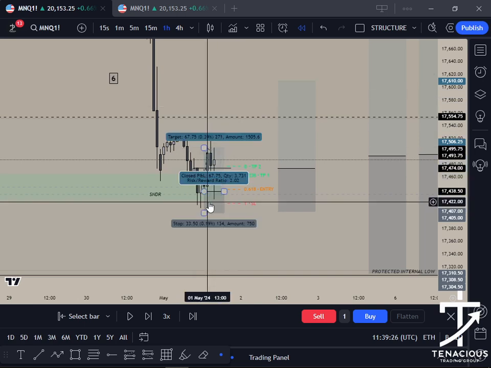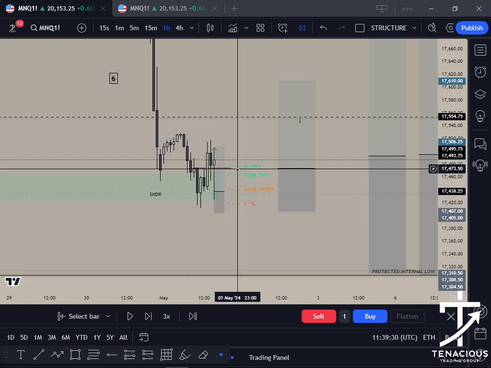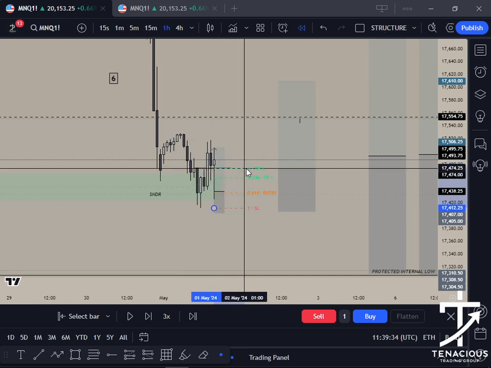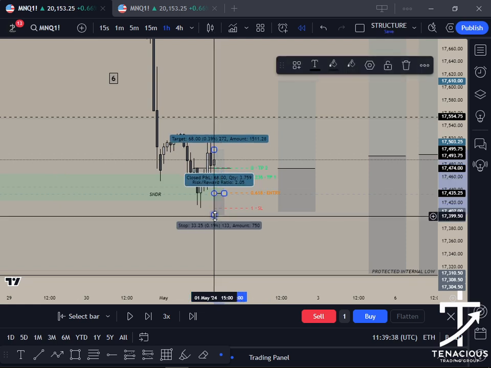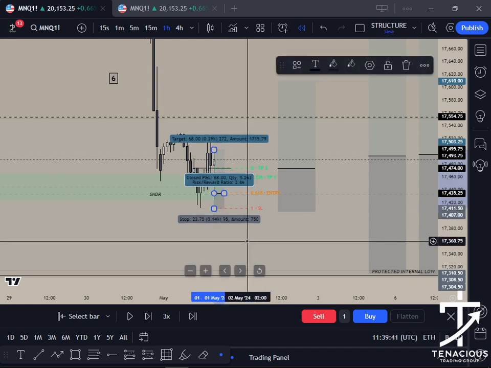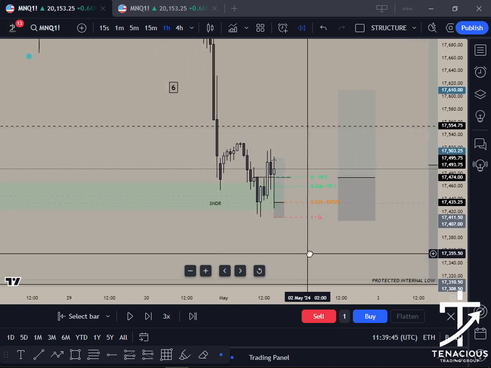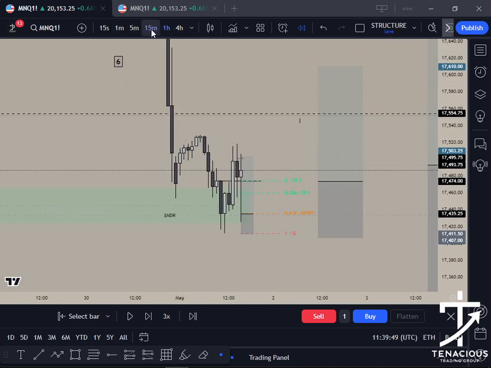So I would have entered once we tapped, and then aim for 2 to 1, which basically brings up. So this trade already won. Like, funny enough, this trade already won.